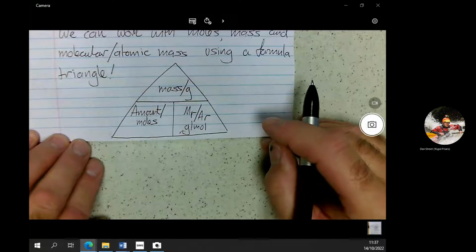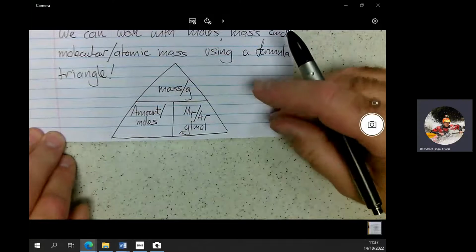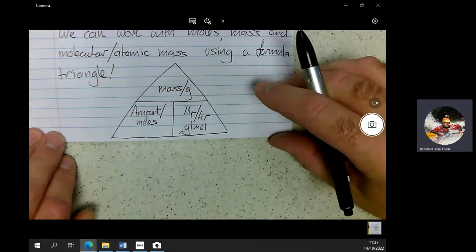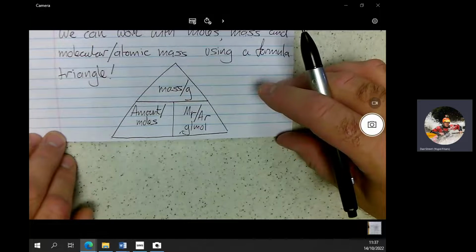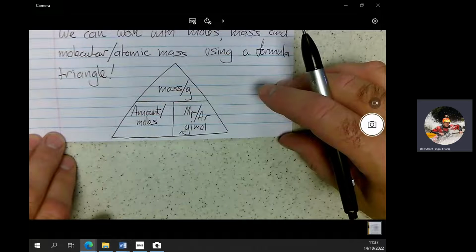Now, Thomas for one said he wasn't sure about formula triangles. Formula triangles are useful for lots of different things, I feel. There are differences of opinion on this, but you can use them to generate three different equations to solve three different types of problem.